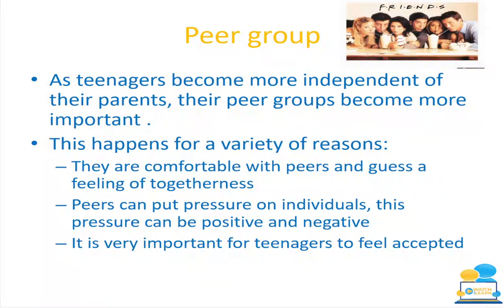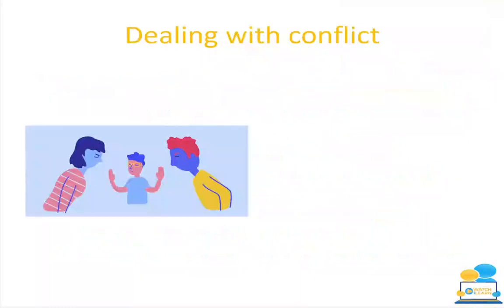This happens for a variety of reasons, okay? So they're more comfortable with people their own age. They feel like they understand them better. Peers can put pressure on individuals, so this can be positive. For example, getting you involved in the school volleyball team. Negative could be smoking and drinking. So it's really important for teenagers to feel accepted, and when they're not feeling accepted, this is when tension can arise and conflict can arise.